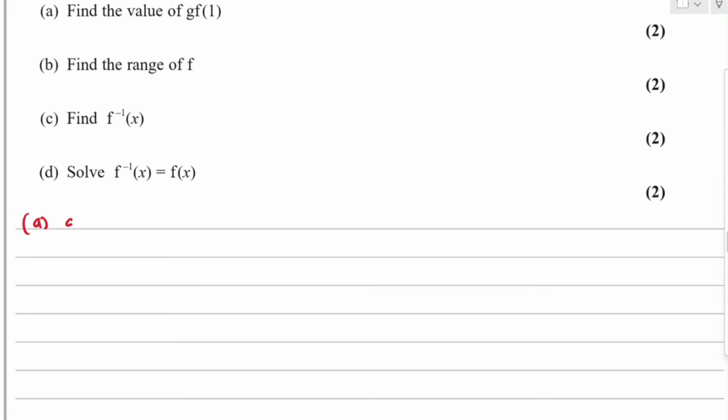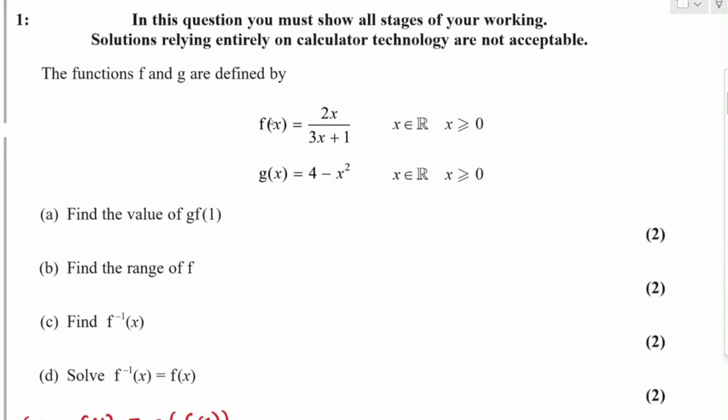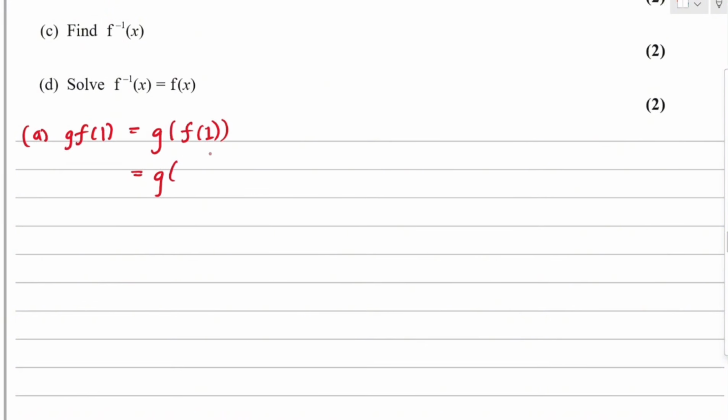So for part A, we have to find the value of gf(1). To find this value, we first have to calculate the value of f(1), and we have to input the value of f(1) into our function g, and that will give us the value of gf(1). To calculate the value of f(1), we have to put 1 in place of x in our function f(x). So we can do that. We will write 2 into 1 divided by 3 into 1 plus 1.